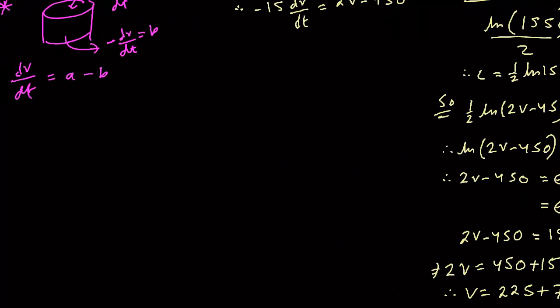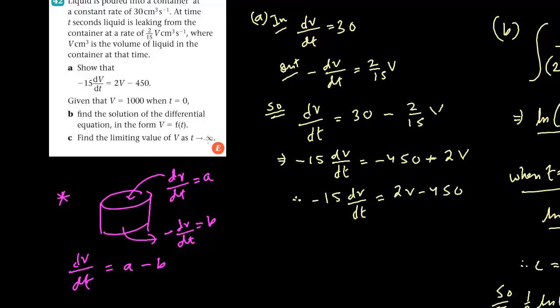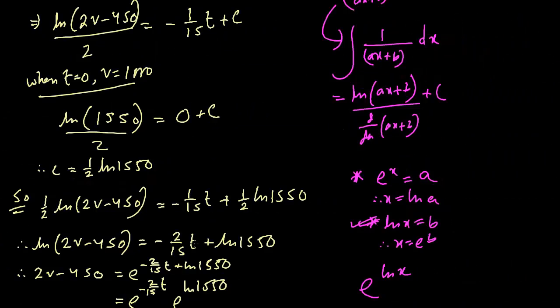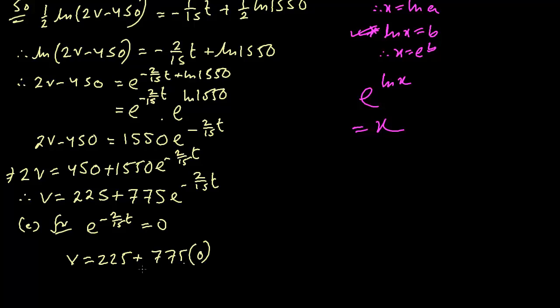There is one more question here. It says find the limiting value of v as t tends to infinity. So when t tends to infinity, you have to remember e to the power of minus t is 0. So whenever you have a question like that, t tends to infinity, what you do here is set e to the power minus 2 by 15 t equal to 0. So write this first. It would be 225 plus 775 into 0. So this would be 225.